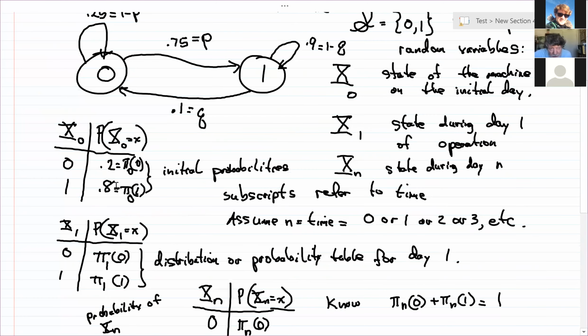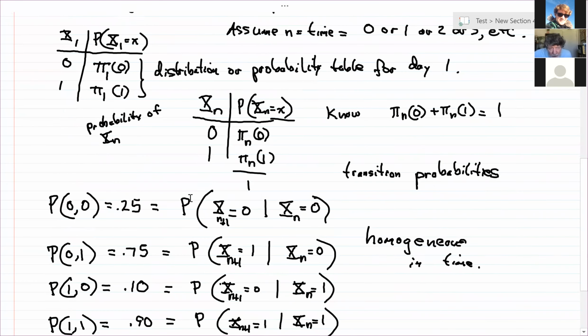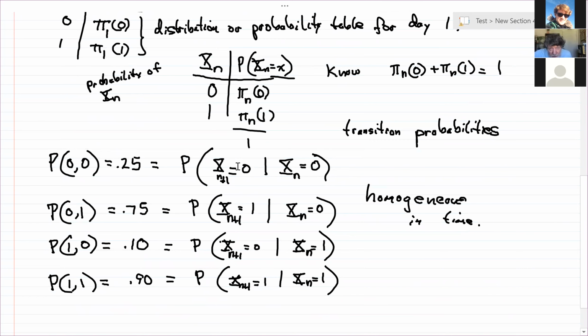We defined an initial distribution or initial probability. In this case, it was 20%, 80%. And in this case, the transition probabilities, which really mean if you know where you are one day, what's the chance of being somewhere else the next day? They were defined to be these. These correspond to the arrows.